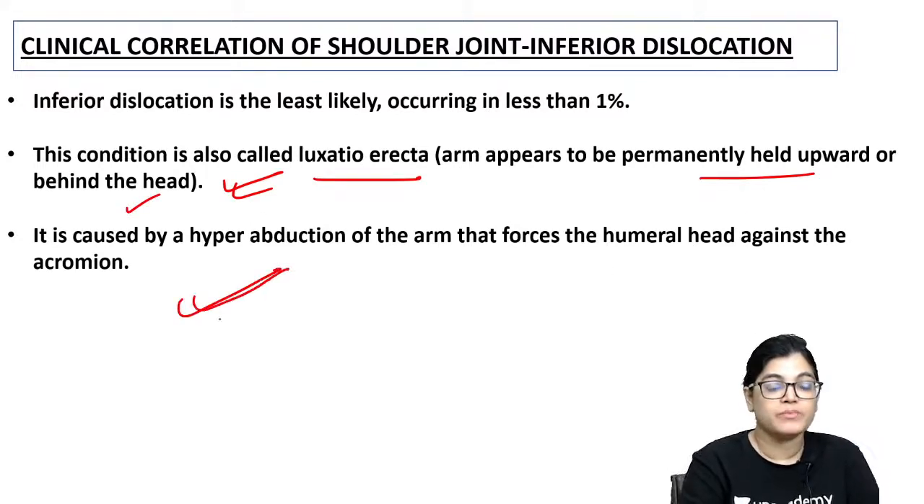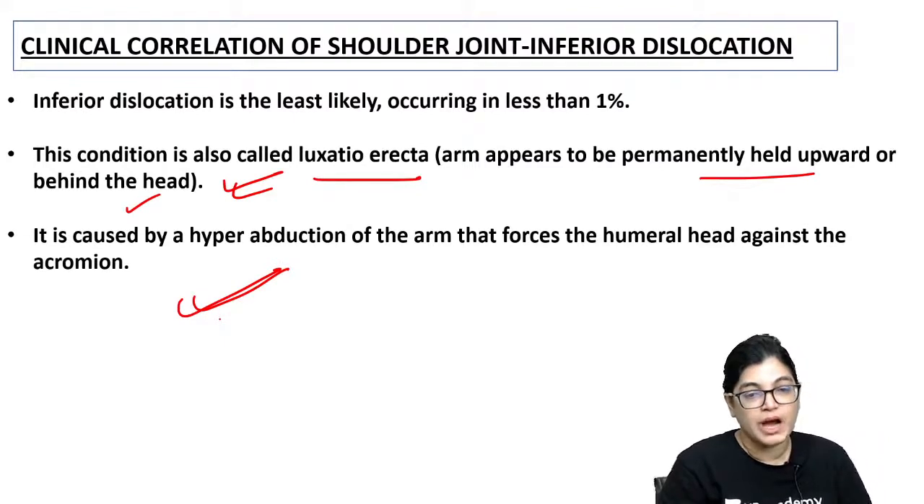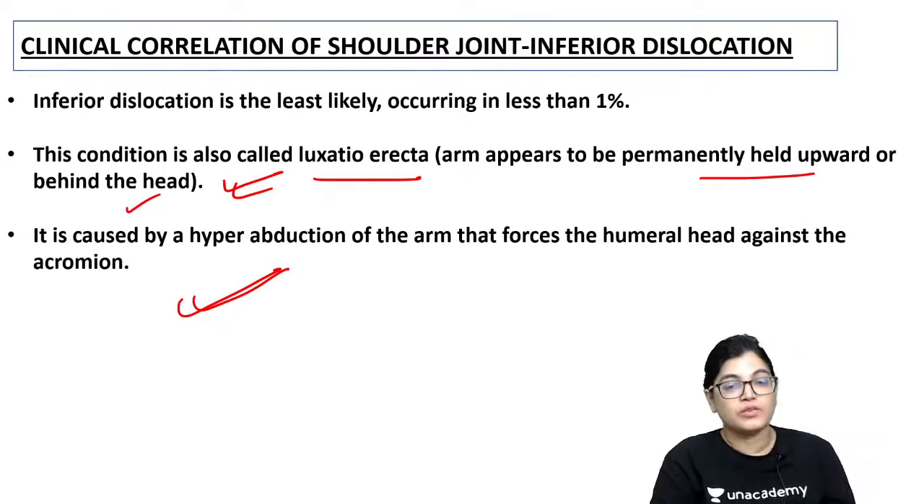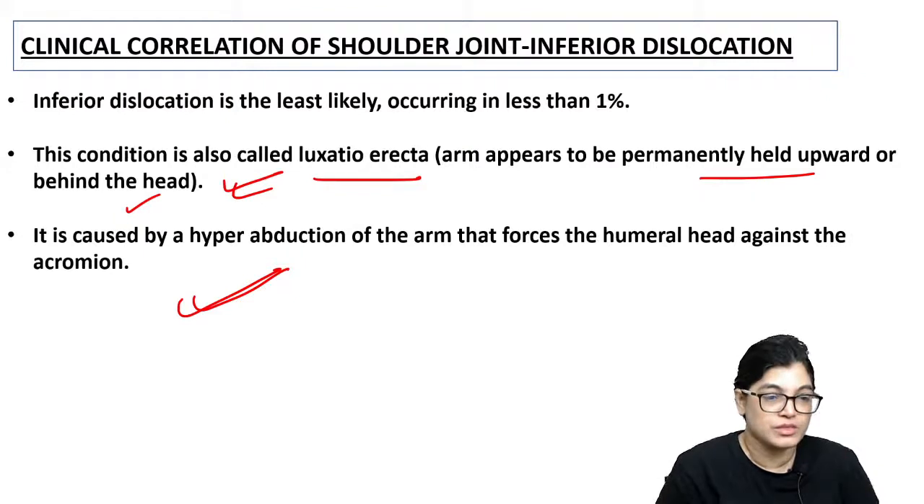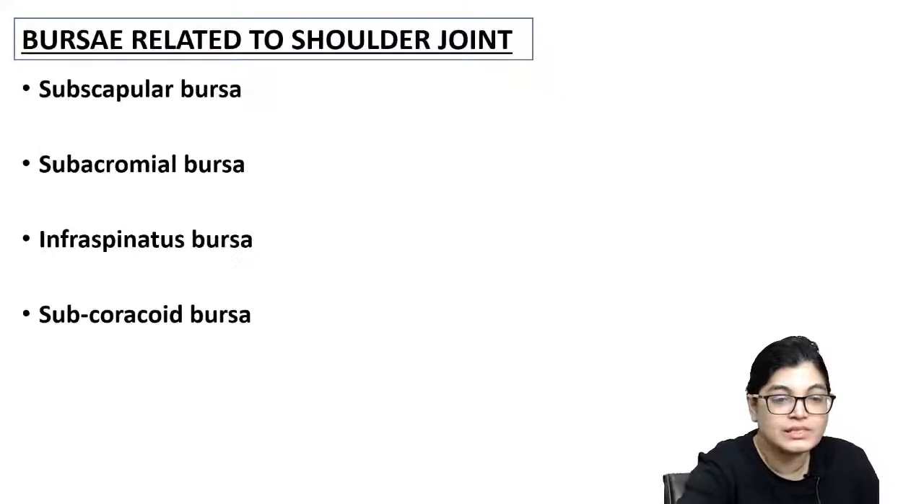It is caused by hyperabduction of the arm that forces the humeral head against the acromial process. Inferior dislocation occurs in less than 1% of individuals.